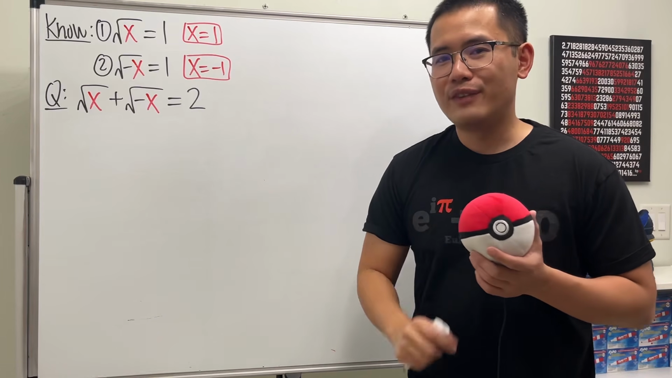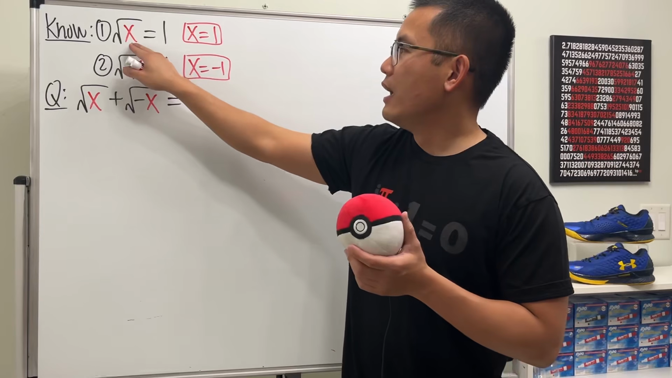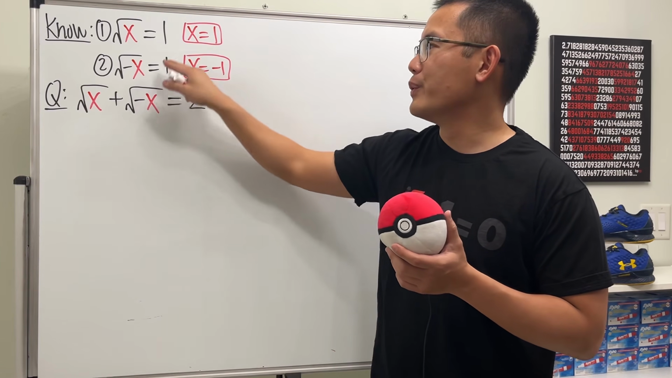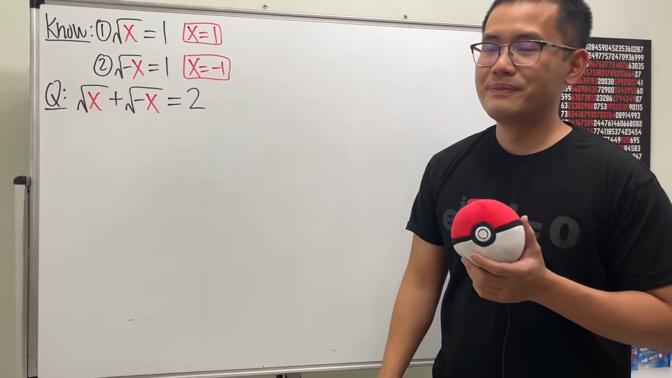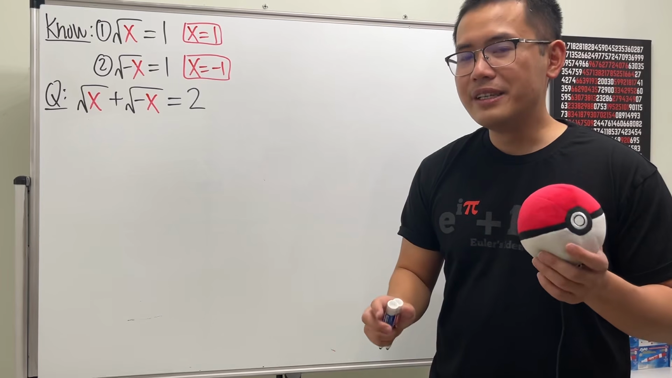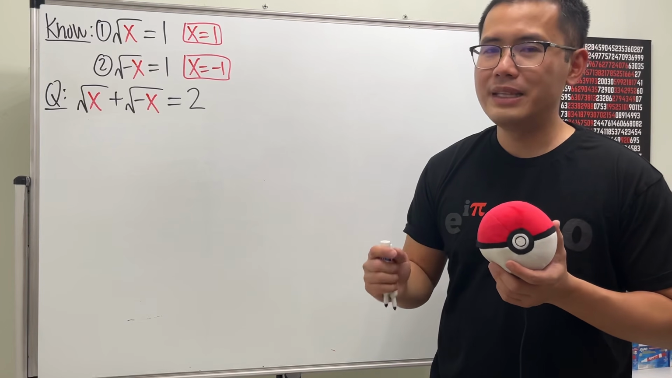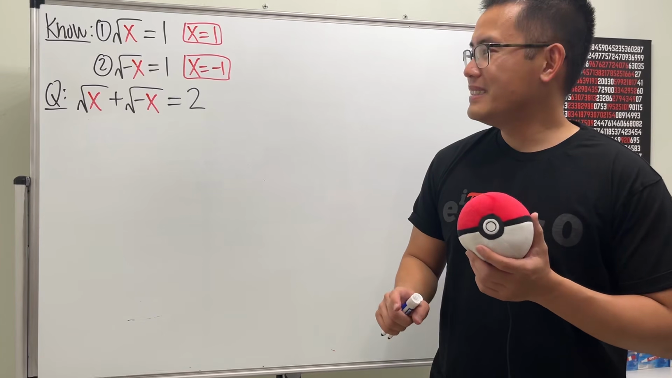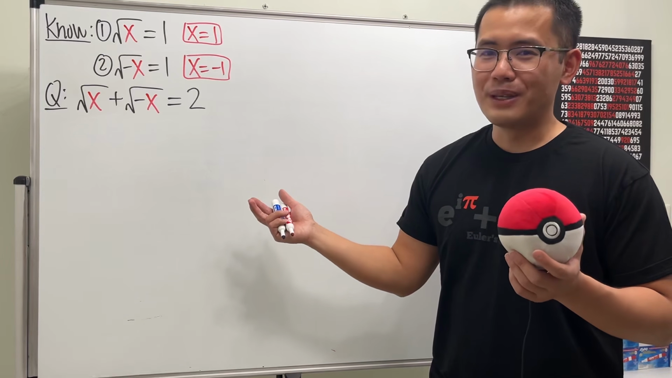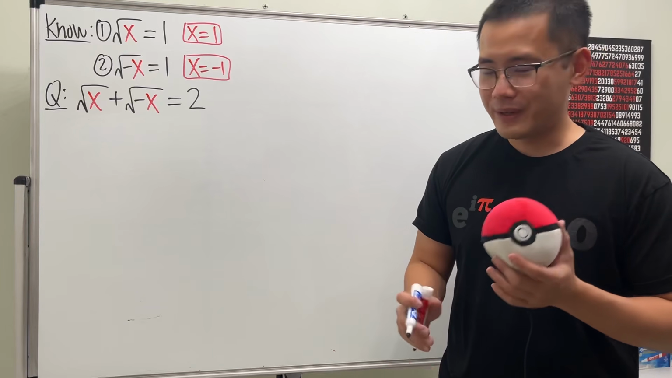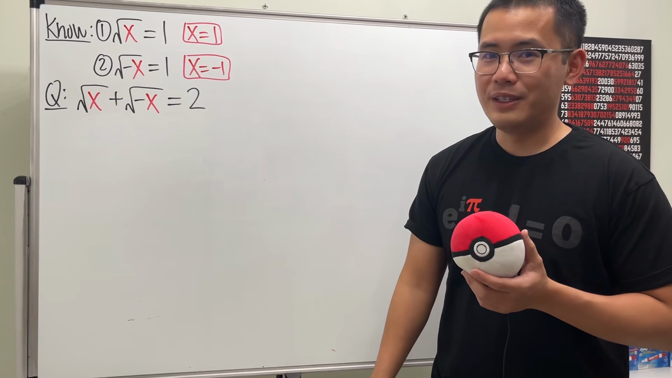But now, have you ever thought about what if we have square root of x plus square root of negative x being equal to 1 plus 1, which is 2? How do we solve this equation? The truth is, we are not going to end up with any real solutions anymore. And if you want to solve this right now, go ahead and pause the video. Try it first. Done? Okay, so let me explain why we don't have any real solutions.